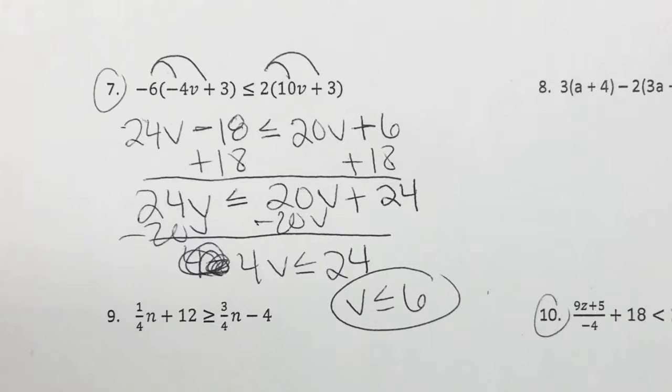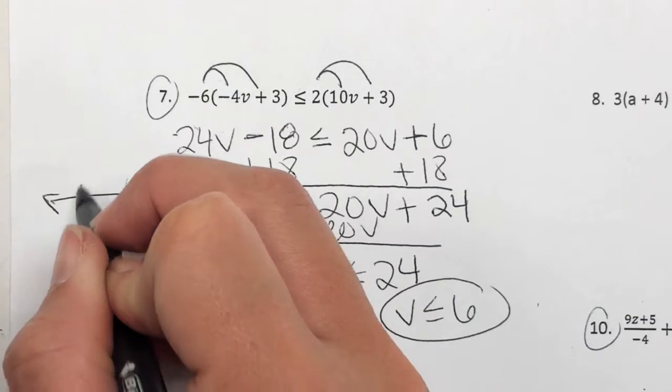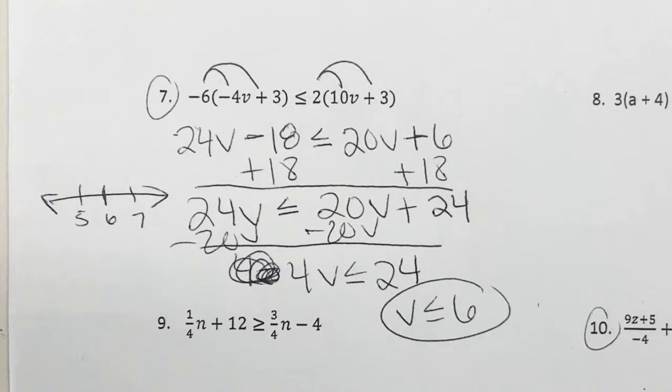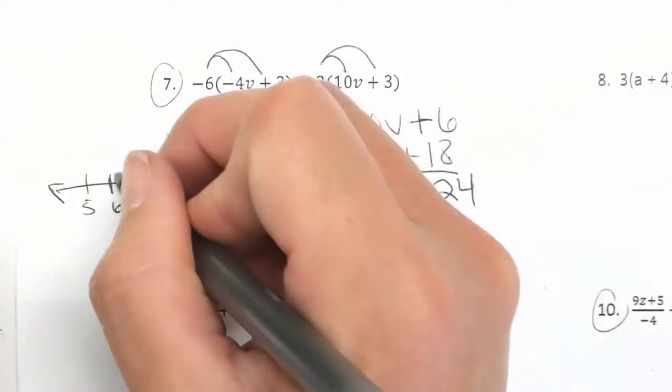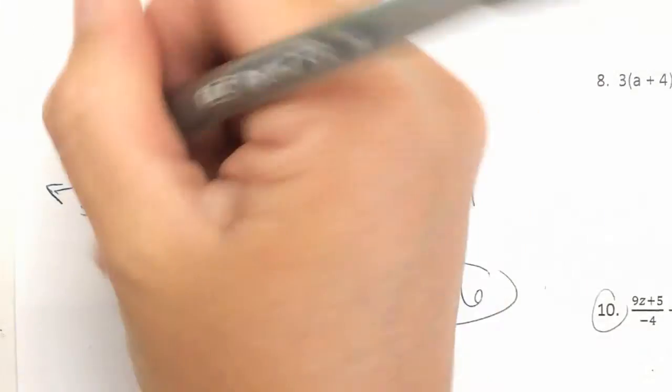Alright, give me 3 numbers from my number line. Anybody? 5, 6, 7. Alright, so Darius, open or closed circle on 6? Alright. Amy, left or right from my shading? Very good.